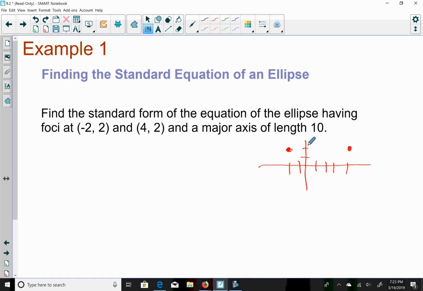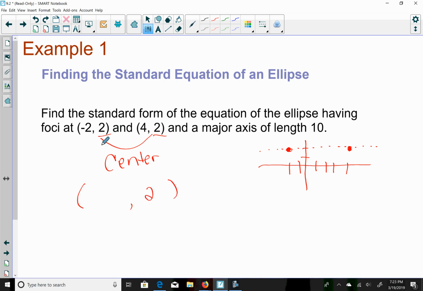Well, as soon as I put those foci there, I know that my line of symmetry, my major axis, has to go from left to right because the foci have to be on the major axis, which means that my a is going to go with my x coordinate. I also, from these two foci, can figure out the center because the center has to be halfway between those two points. So I know the center is going to have a y coordinate because these both have a y coordinate too.